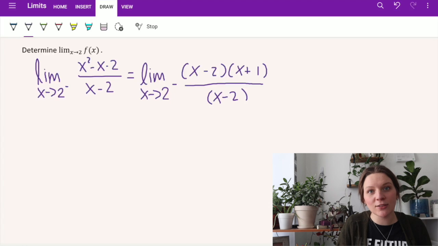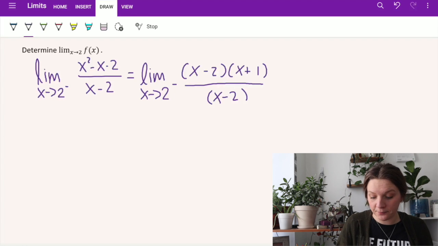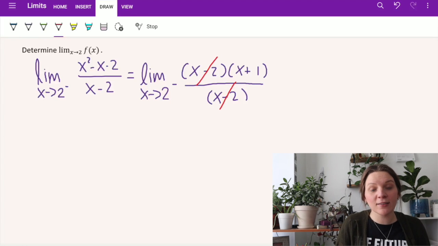Now notice what's happened here. I have an x minus 2 in the top, a factor of the top is x minus 2, and I have x minus 2 in the denominator. And so I can cancel those factors out of the top and the bottom.